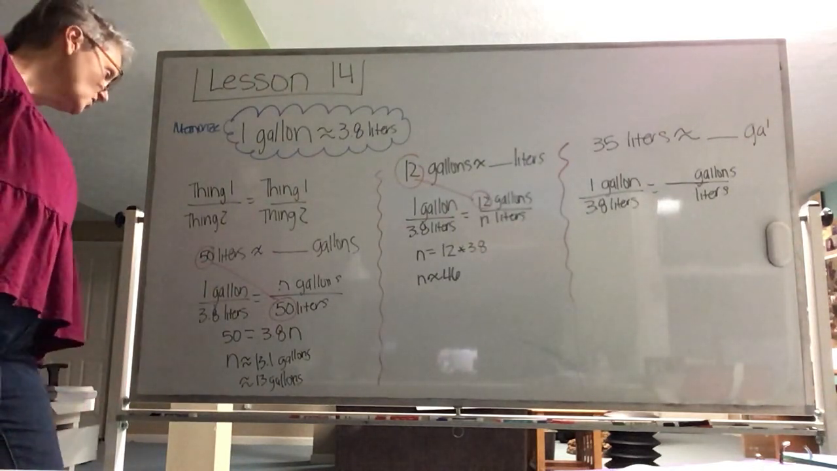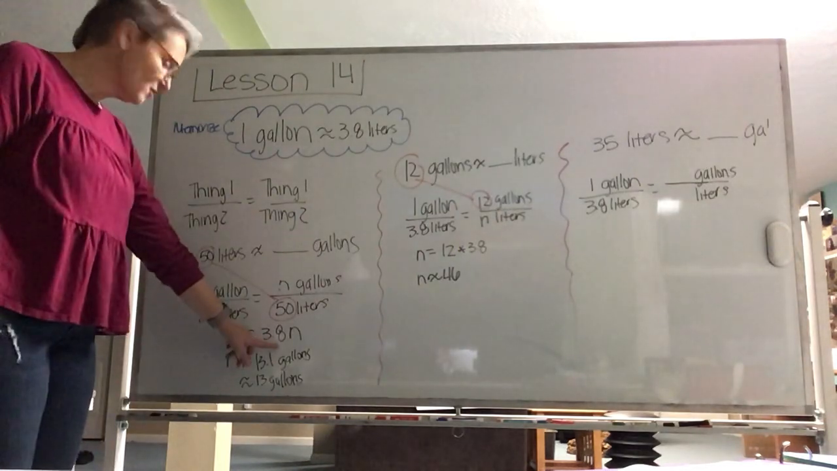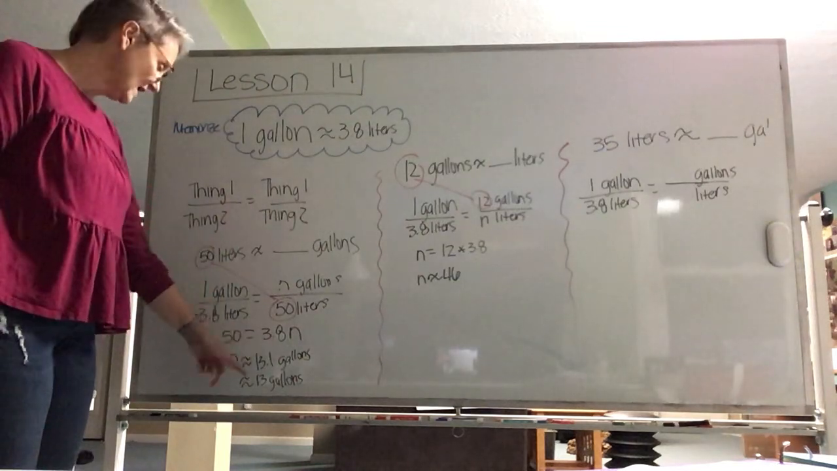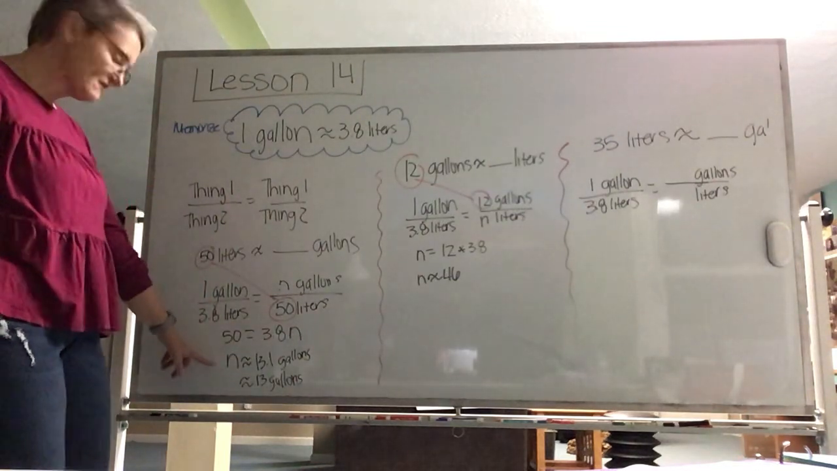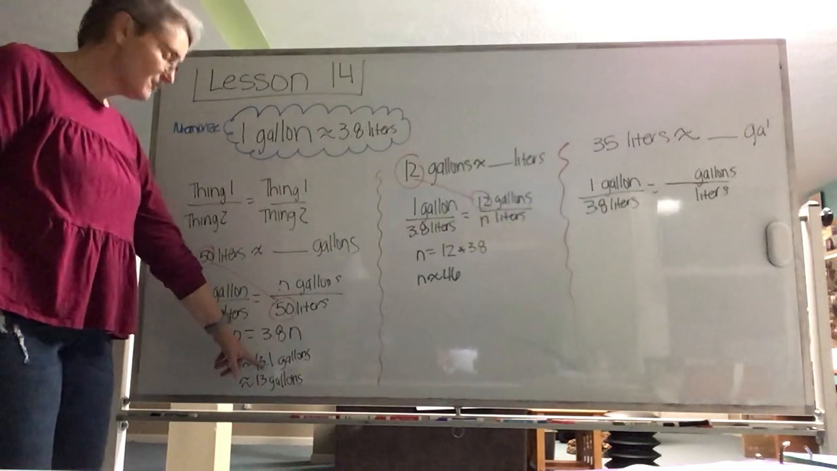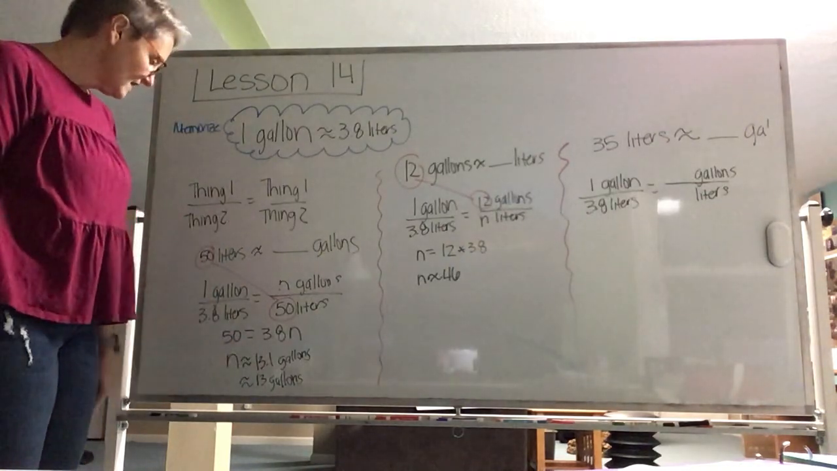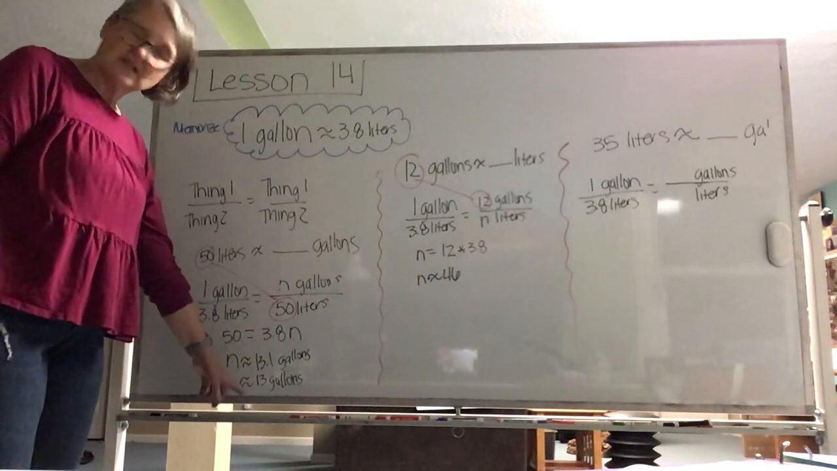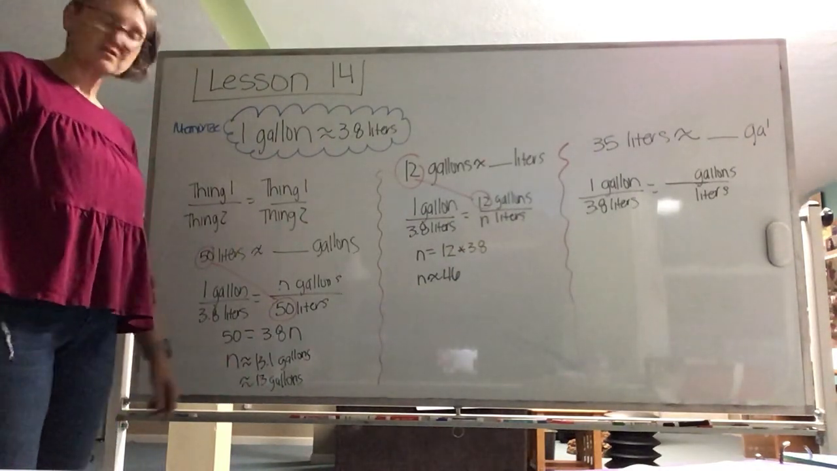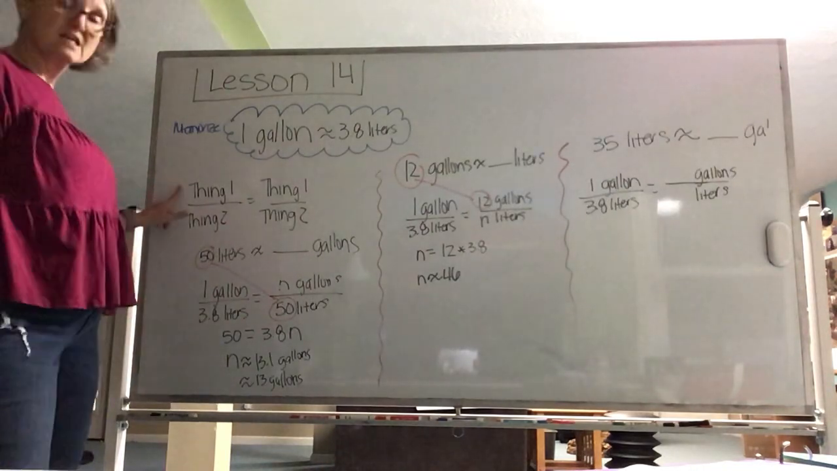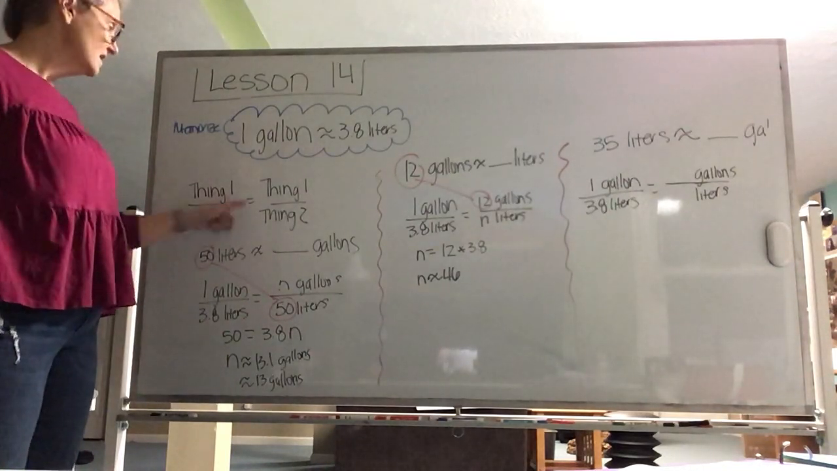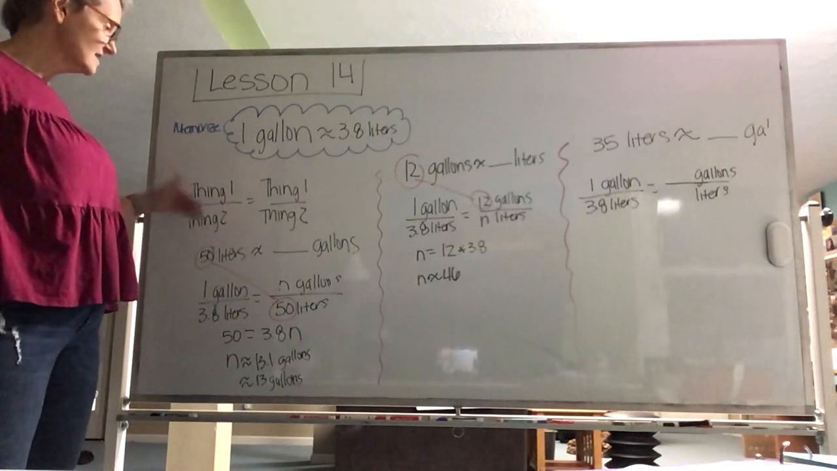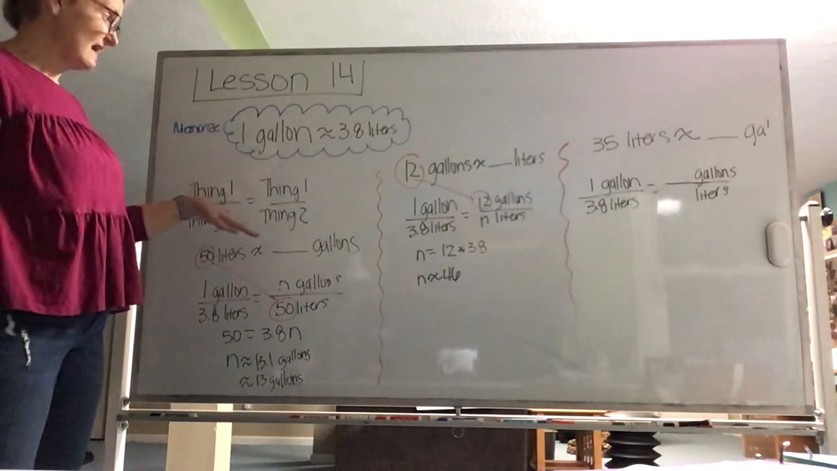So now I know if I have 50 equals 3.8N, my N is being multiplied by 3.8, so I will divide both sides by 3.8, and N is approximately 13.1 gallons. The book asks you to round to the nearest gallon, so this will be 13 gallons. Thing 1 to thing 2. Liters to gallons.